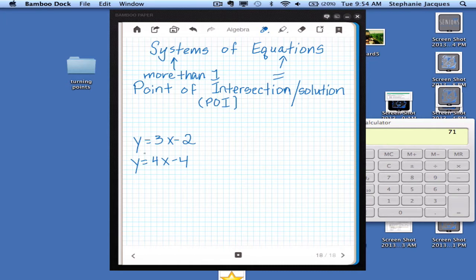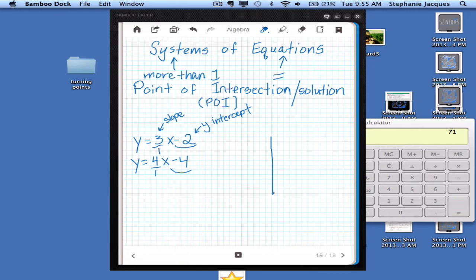So we're going to look at these two equations, y equals 3x minus 2 and y equals 4x minus 4. Remember, this is our slope, our rise over run, and this is our y-intercept, where it hits the y-axis. In this case, our slope is 3 over 1, a rise of 3, a run of 1, and our y-intercept is negative 2. In this one, our slope is 4 over 1, rise is 4, run is 1, and our y-intercept is negative 4. So let's graph these and see where is their point of intersection.